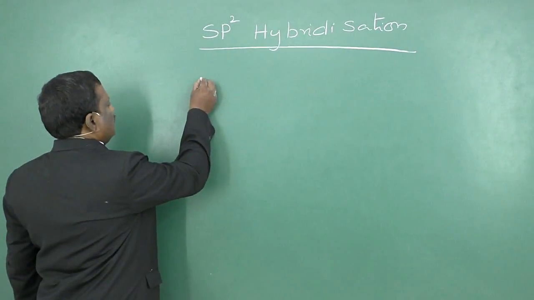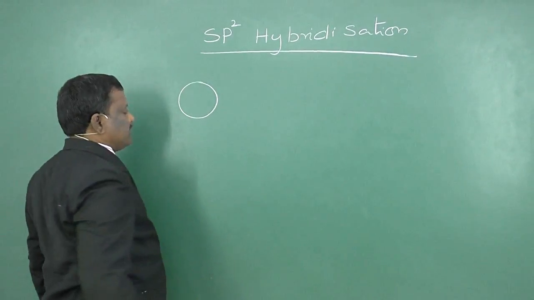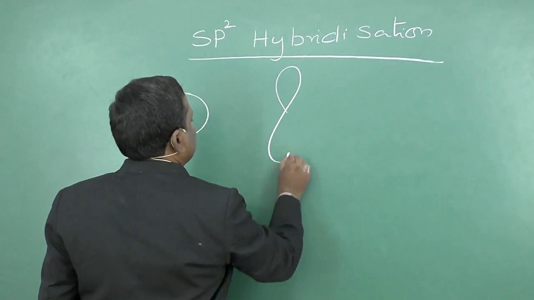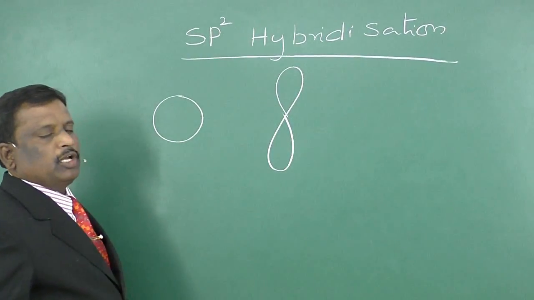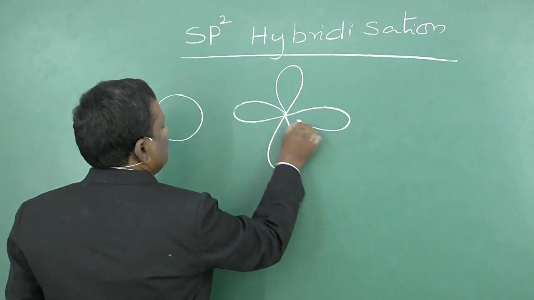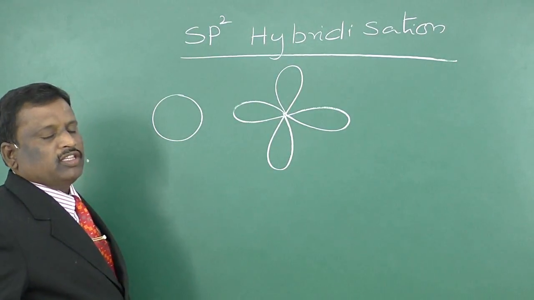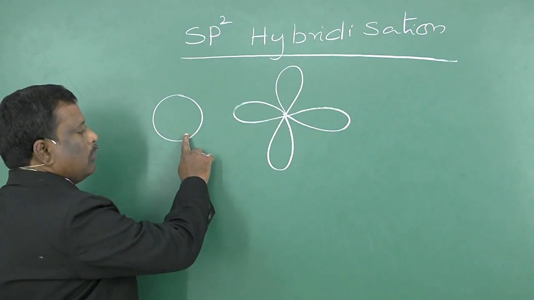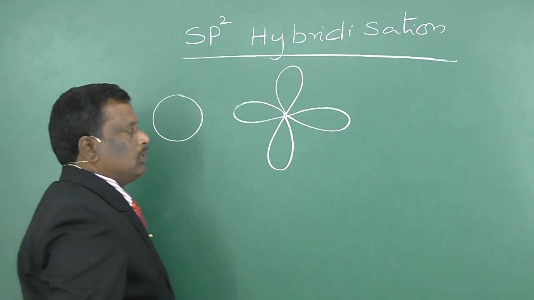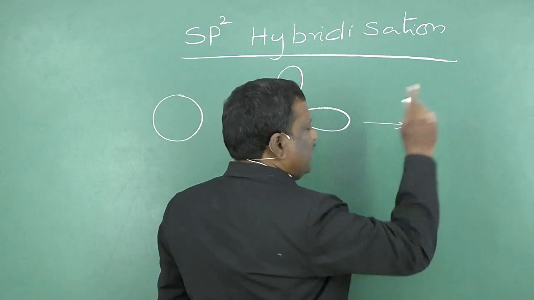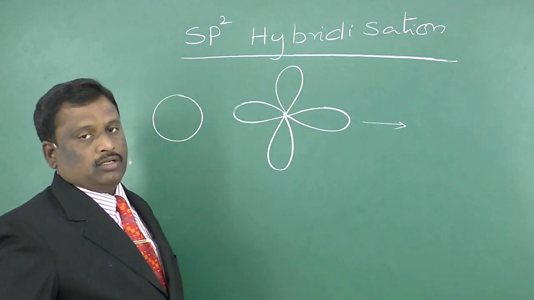One s orbital is in spherical shape. Two p orbitals, these two p orbitals are in dumbbell shape, each p orbital is a dumbbell shape, and the two p orbitals of an atom are perpendicular to each other at 90 degrees. So these s orbital and two p orbitals mix together to form three identical hybrid orbitals.